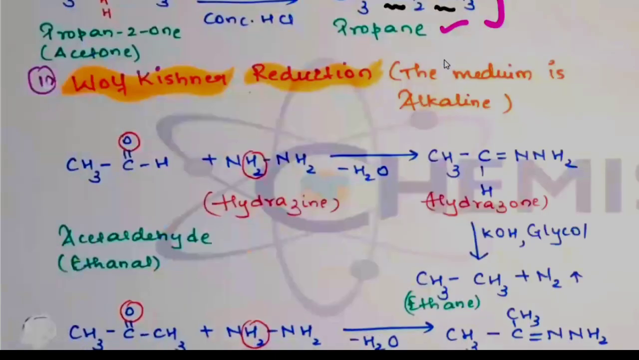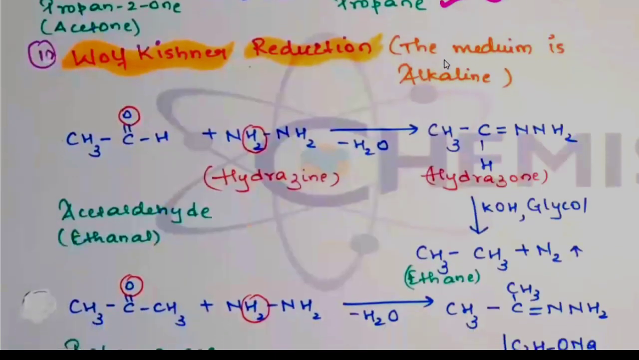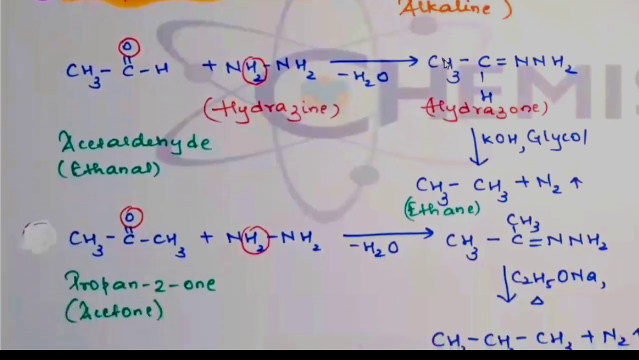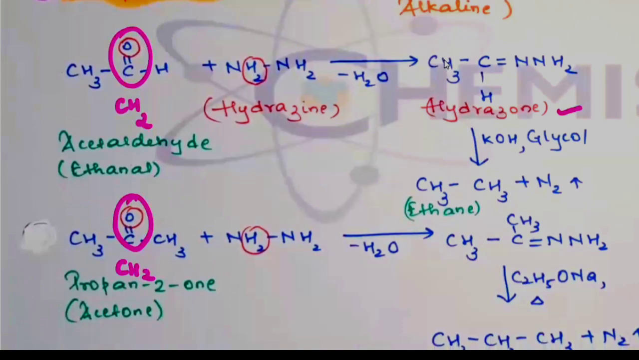The same can be applied for the Wolff-Kishner reduction reaction. The medium is alkaline, and the reagent we are using is hydrazine. So, the same concept you can apply. This carbonyl group is getting reduced to CH2. So, aldehyde and ketone can be converted to alkane. The intermediate product we formed is hydrazone.